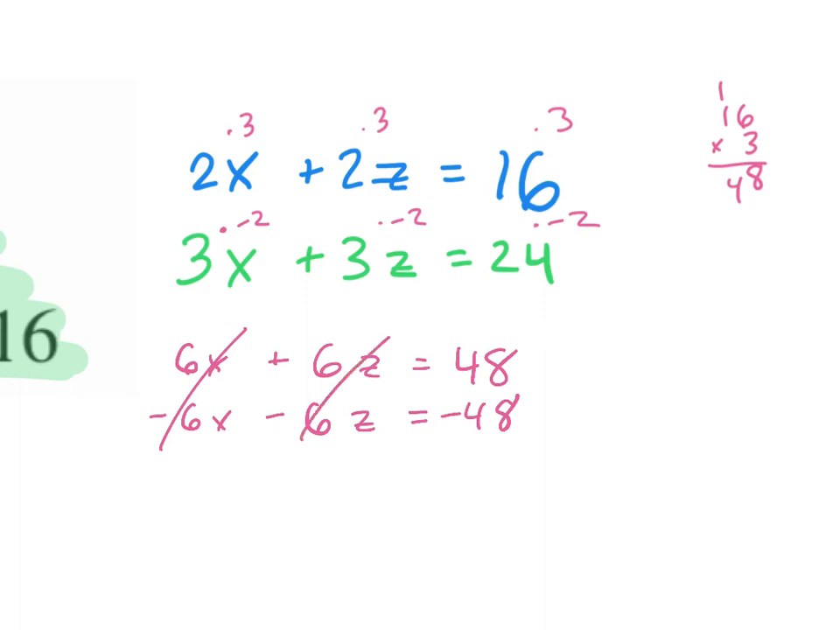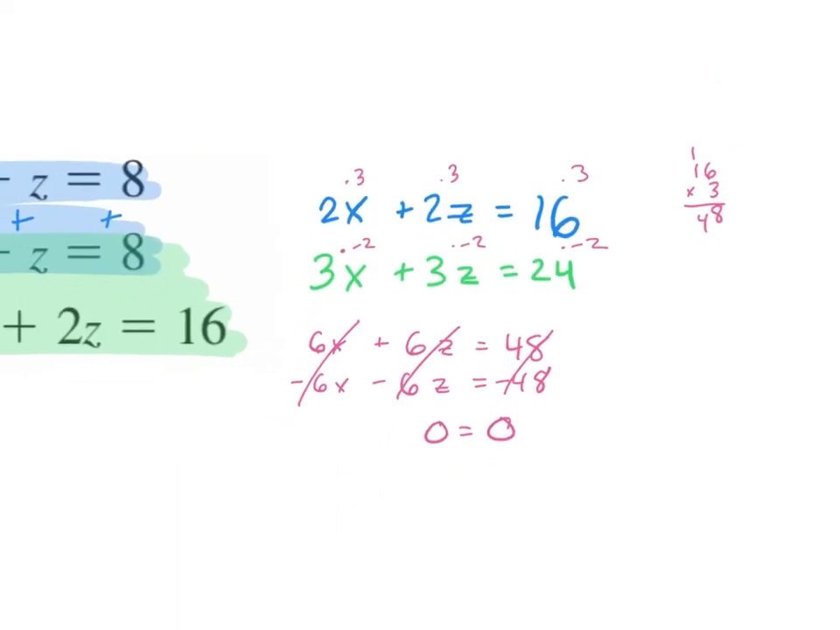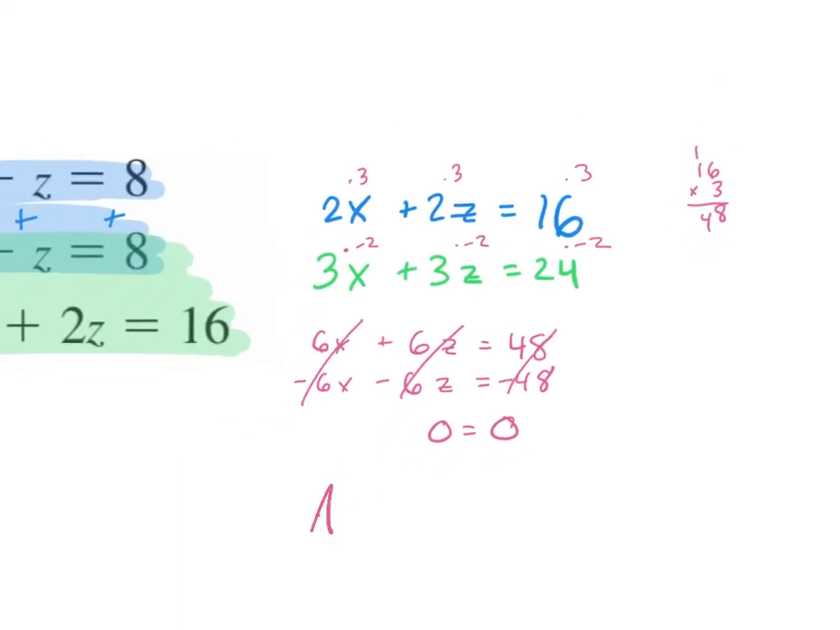They cancel. So what are we left with on the left side of our equation? 0. Because they cancel out too. And then what about 48 minus 48? What does that give us? 0. So what happens when we get 0 is equal to 0? All solutions.